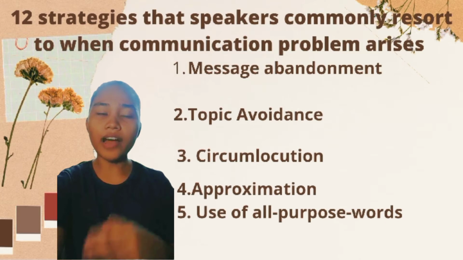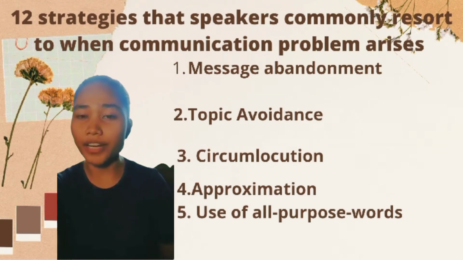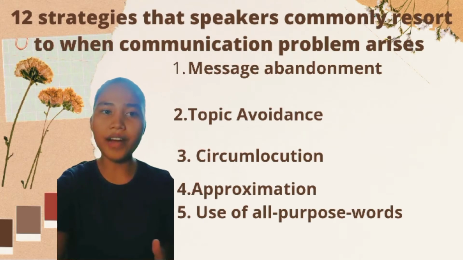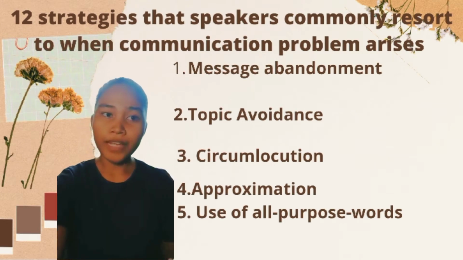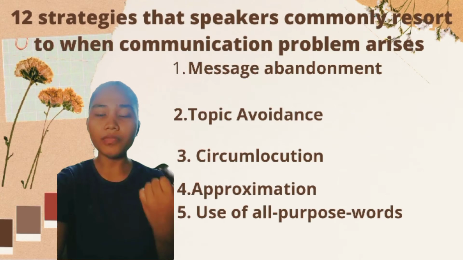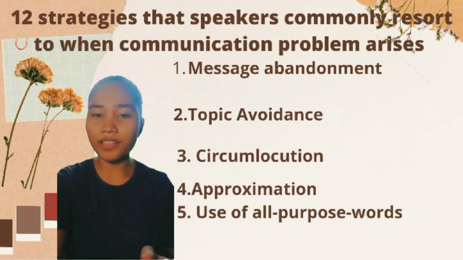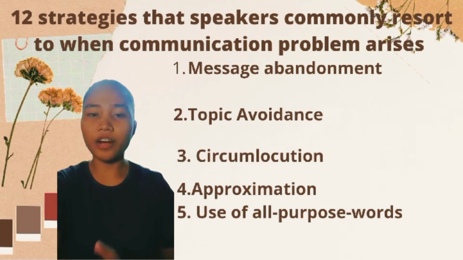Like when you are having a conversation with a foreign person, for example, a Korean, and you have difficulty understanding each other, and of course you would probably think that this conversation would not go well, so you would immediately abandon the message. Next is topic avoidance. You try not to talk about the concepts difficult for you to express. Third is circumlocution.